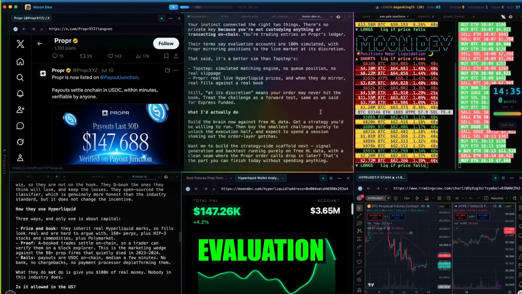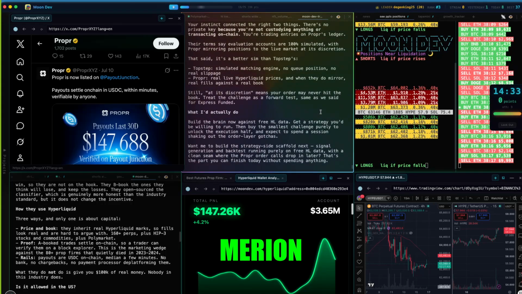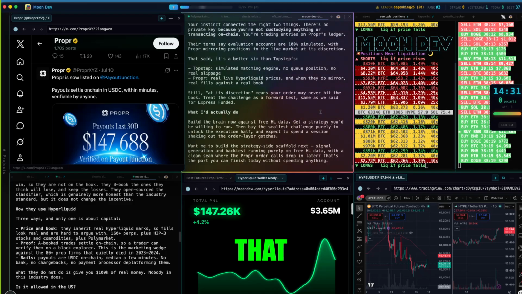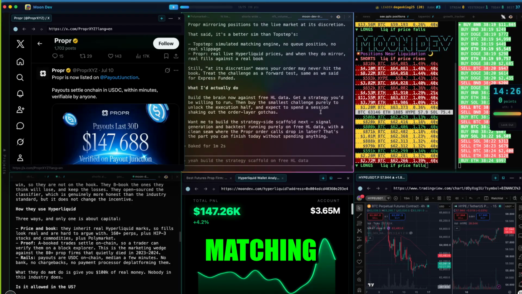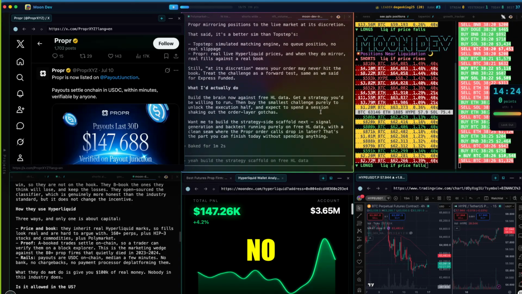The terms say evaluation accounts are 100% simulated, with Proper mirroring positions on a live market at their discretion. That said, it's a better sim than TopStep's. TopStep's is a simulated matching engine, no queue position, no real slippage.